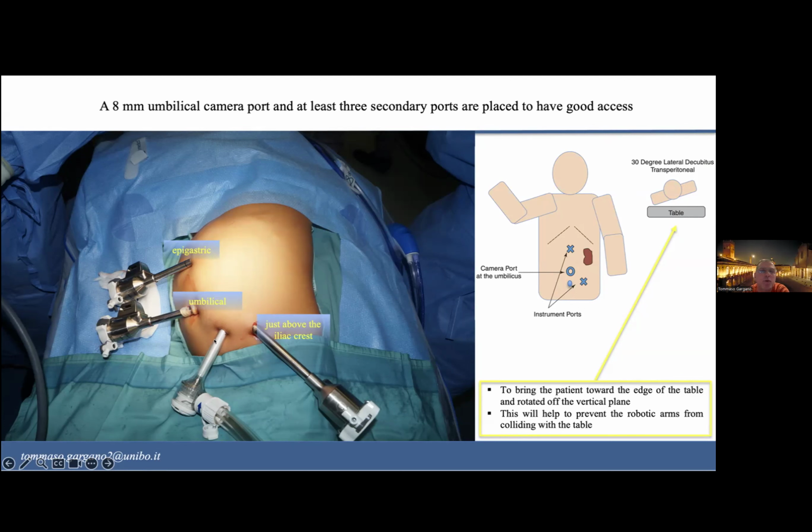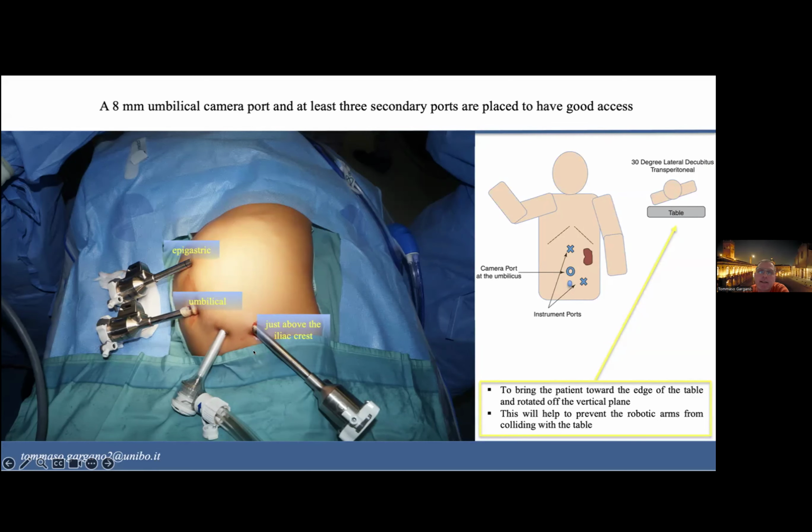The accessory port is placed between the last trocar. We suggest to bring the patient towards the edge of the table and rotated off the vertical plane. This maneuver prevents the robotic arms from colliding with the table.